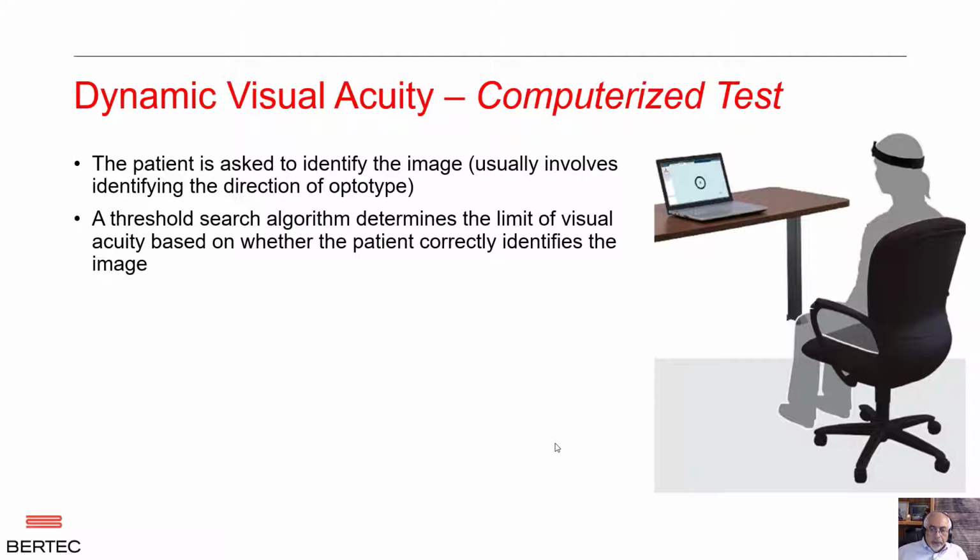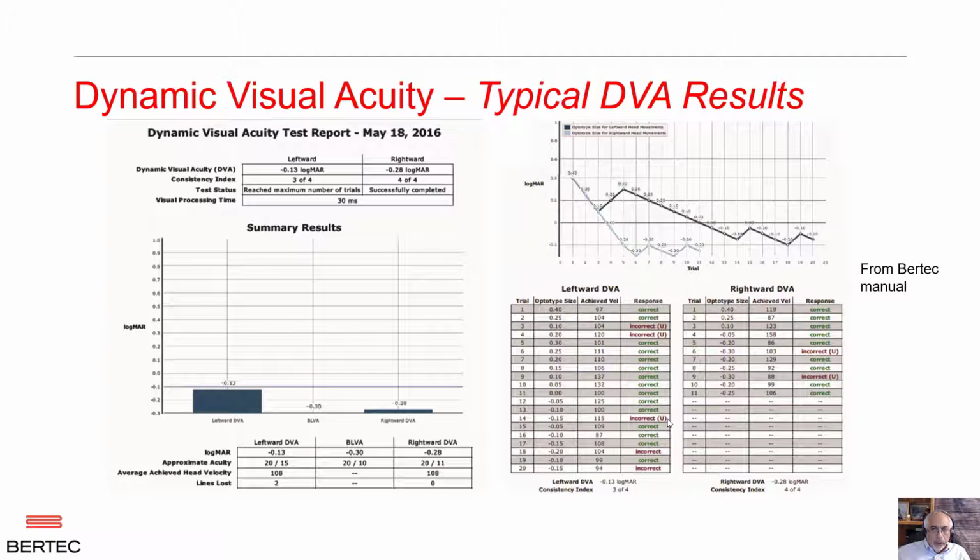During the test, the patient is asked to identify the direction or orientation of the optotype, very similar to what one goes through during an eye exam. The computer reduces or enlarges the size of the optotype based on if the patient correctly identifies the direction in the previous trial. A threshold search algorithm determines the limit of visual acuity based on the entire profile of correct and incorrect answers. This slide shows a typical presentation of the DVA results.